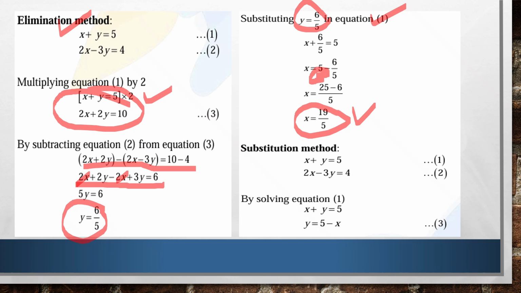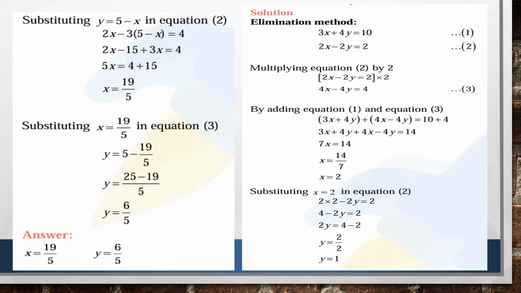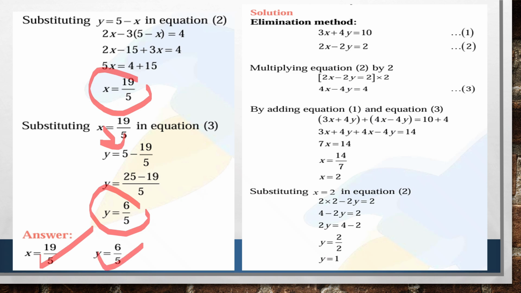In the question it is already said that we have to solve this pair of linear equations by the substitution method also. So in the substitution method, again take equation 1 as x plus y is equal to 5 and equation 2 as 2x minus 3y is equal to 4. Here you have to solve equation 1, so you will get equation 3 as y is equal to 5 minus x. Then you will get x is equal to 19 by 5. If you substitute this, you will get y is 6 by 5. So x is equal to 19 by 5 and y is equal to 6 by 5. So this is regarding the first problem.